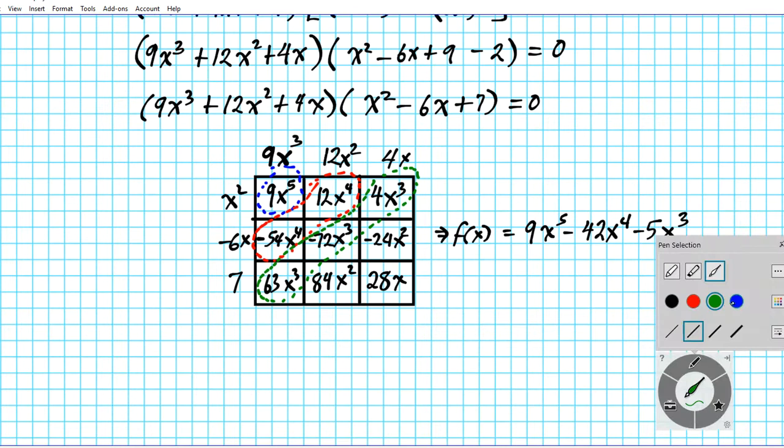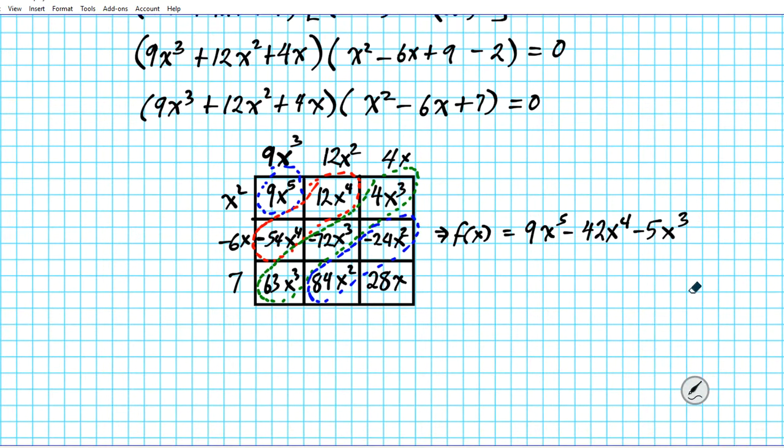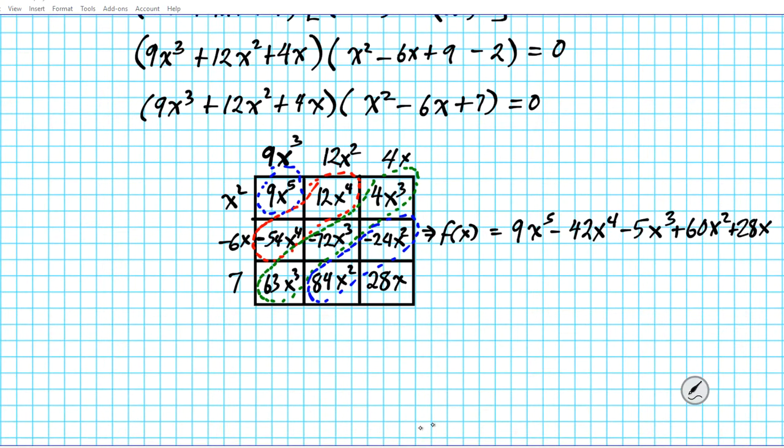Almost there, and then we have the squares. Okay, the second degree terms, if you combine these two together, what do we get? We get negative 24 plus 84. 84 minus 24 is 60, so positive 60x squared. And then the last term is just 28x, so plus 28x. There goes our final answer. Let's go ahead and box that.